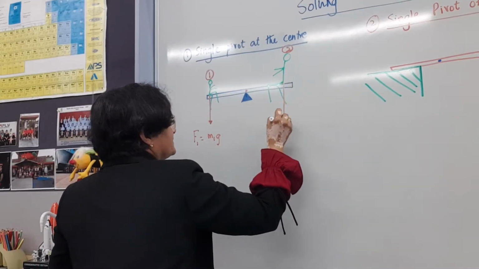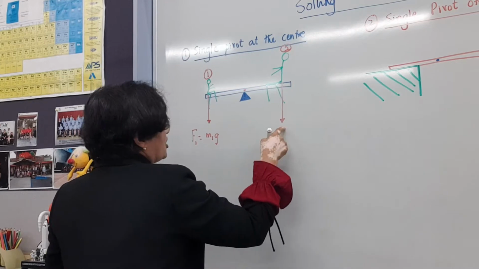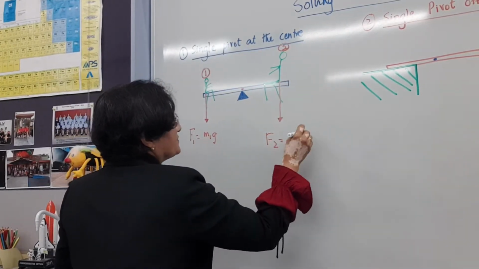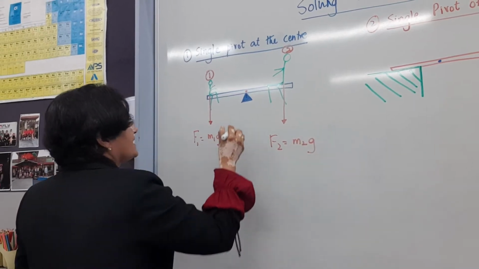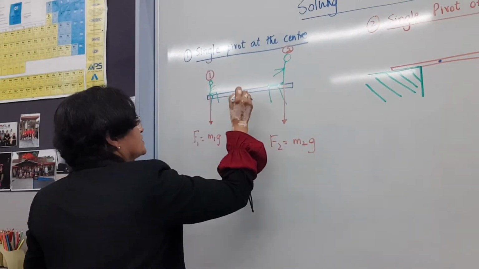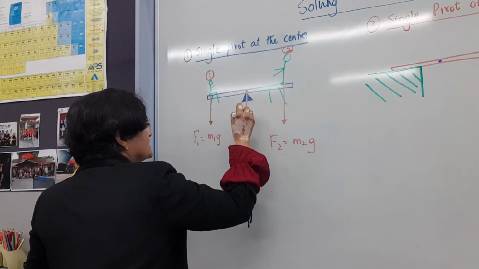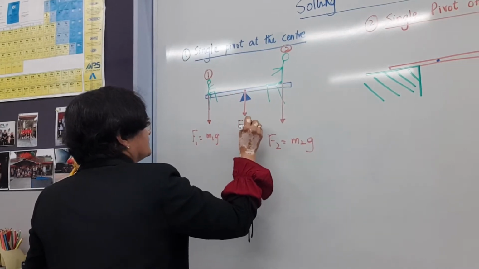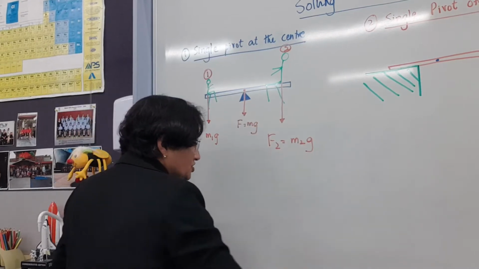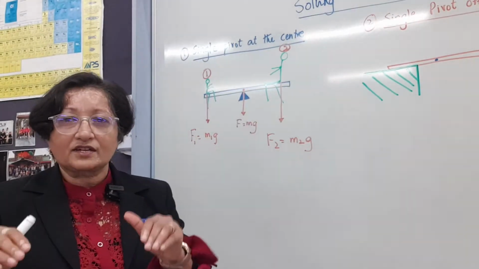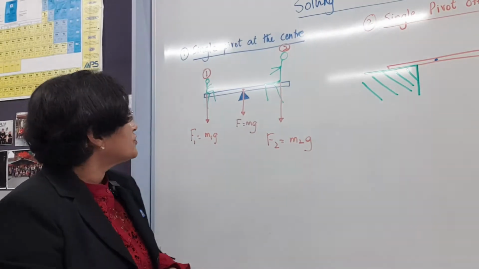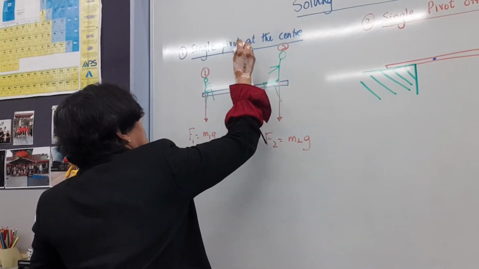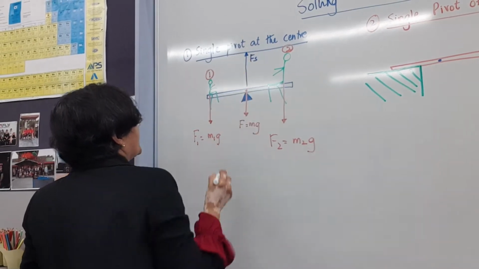and the weight force of this person will be F2. A longer arrow, this person appears to be bigger, more mass, M2 times g. And then there is the mass of this ruler itself that acts through the center, and that's also some mass times g. In addition to this, you cannot only have downward forces, you also need upward forces, and the upward force that acts here would be the support force provided by the pivot.